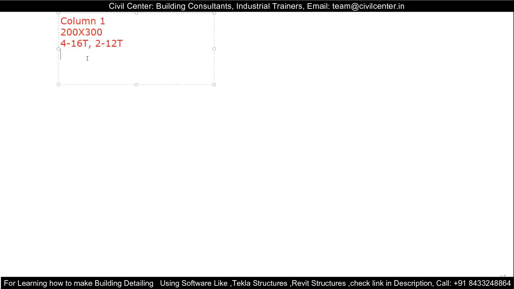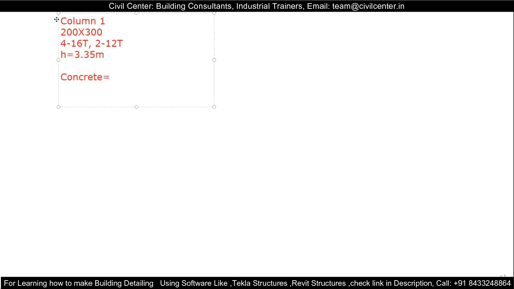Now what we need is the height of the column. So we will take the height as 3.35 meter. Okay, so it's 3.35 meter. Now we will calculate the cost of concrete first. So to calculate the cost of concrete, first of all, we need the volume of the concrete.